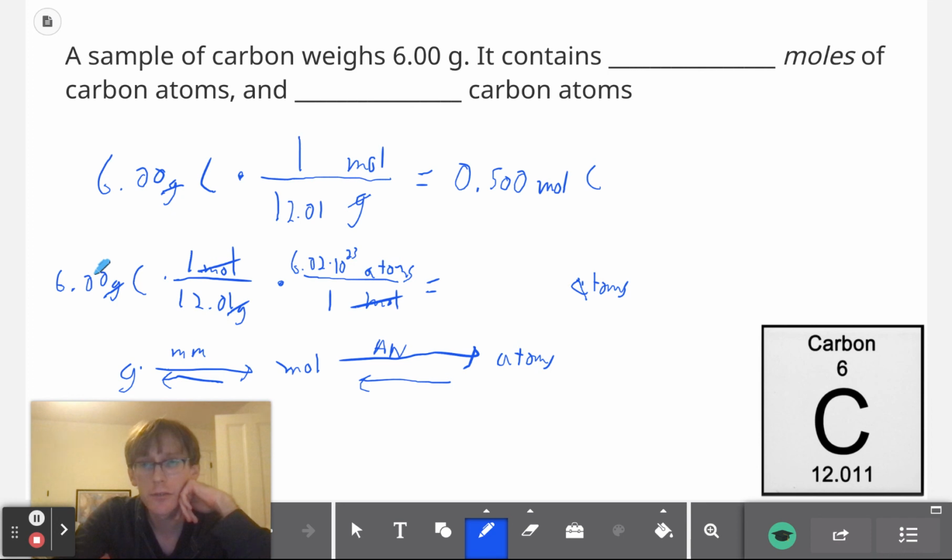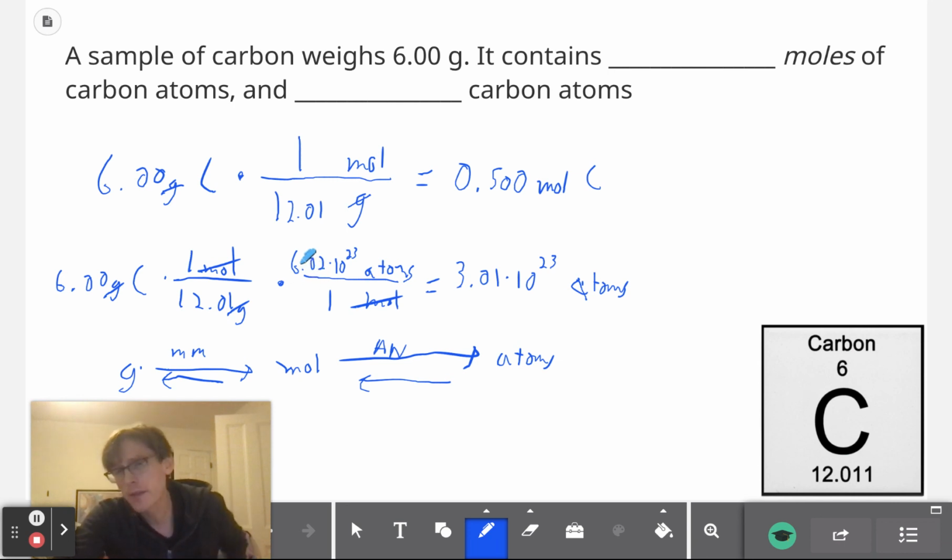So what we'd have to do is take 6.00 times 1 divided by 12.01, and then multiply that by 6.02 times 10 to the 23rd, and, well, divide by 1 again, which doesn't change anything. So basically, we take our half mole of carbon that we get from this part, and we multiply by 6.02 times 10 to the 23rd, which gives us ultimately 3.01 times 10 to the 23rd atoms.